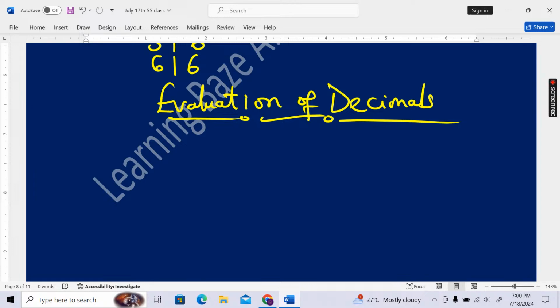Make sure you're ready to learn this. You may be asked to evaluate a decimal. So how will you be able to do that, especially when it involves multiplication, division, addition, subtraction, and so on.